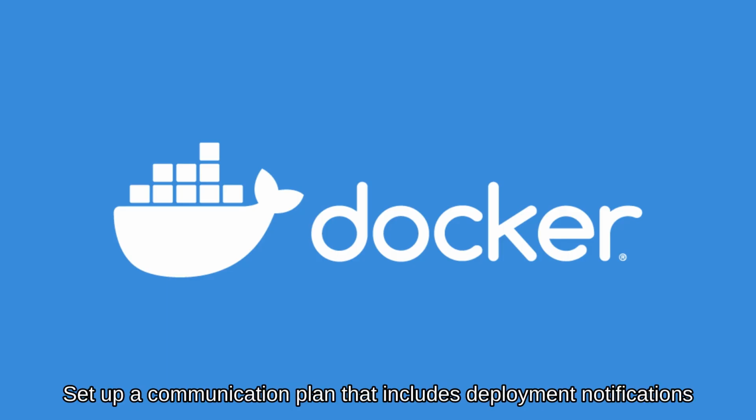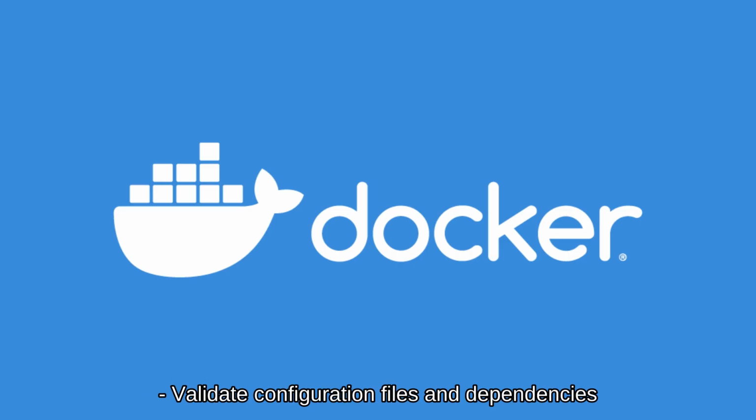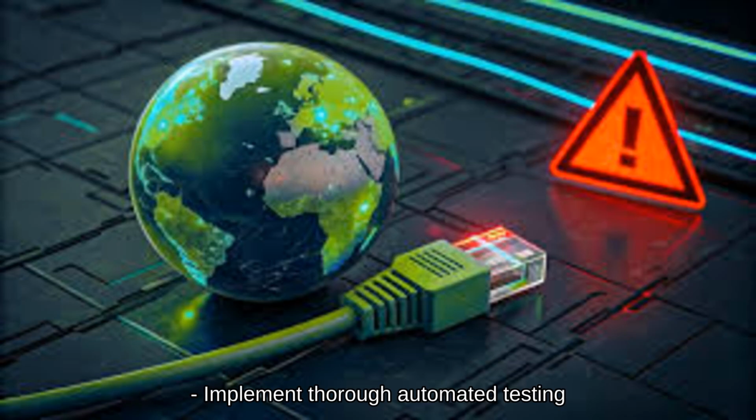Quick checklist. Here's a quick checklist to ensure your automated deployments are set up for success. Confirm staging environment matches production. Validate configuration files and dependencies. Implement thorough automated testing. Set up monitoring and alert systems. Prepare a rollback strategy. Communicate deployment schedules with the team.